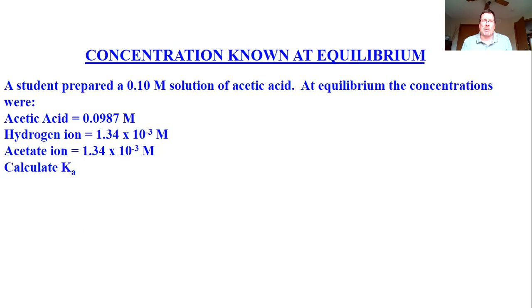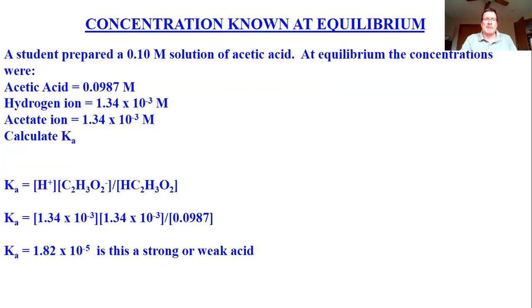So you prepared a 0.1 molar solution of acetic acid. I will tell you right now, acetic acid is a weak acid, but this is going to prove it. At equilibrium, here are your concentrations. The acetic acid compound itself, 0.0987. And each of the ions, the hydrogen ion and the acetate ion, came out to be 1.34 times 10 to the minus third, which isn't surprising. It's a 1-to-1 relationship, so as it separates out you're going to have the same amount of each ion, the same molarity. It wants you to calculate that equilibrium, the acid dissociation constant.